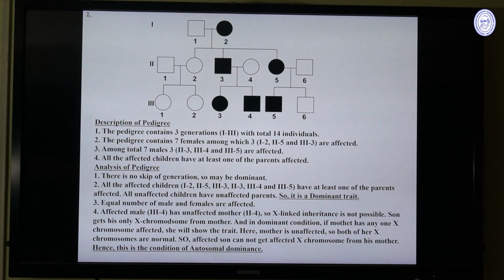Rather, his father is affected and the father can give the Y allele, but it is not a Y-linked condition because many females are affected. So, the father must have given the defective autosome to the son. So, this confirms that this is a condition of autosomal dominance, but not a sex chromosome, Y-linked or X-linked condition, none other than autosomal dominance.